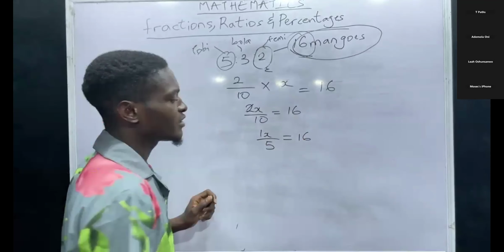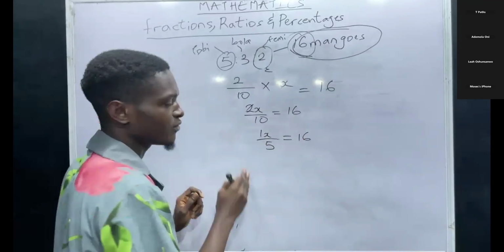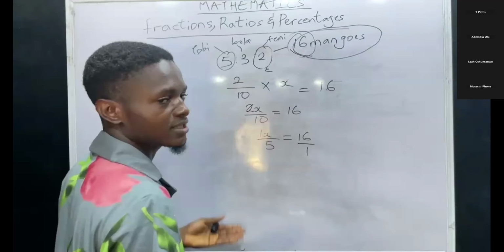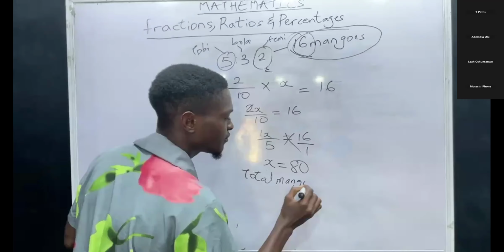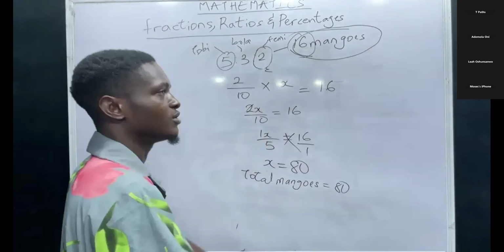Now I said whenever you have a fraction on one part of the equation, mangoes now is equal to 80. So now I already have the total mangoes. I already figured that this is the total I want to share out of everybody.